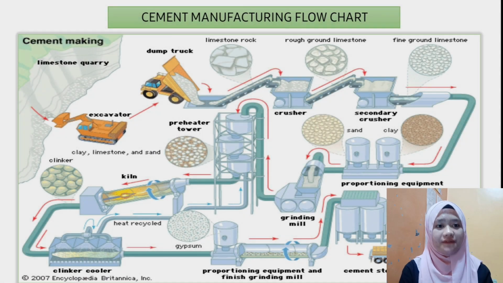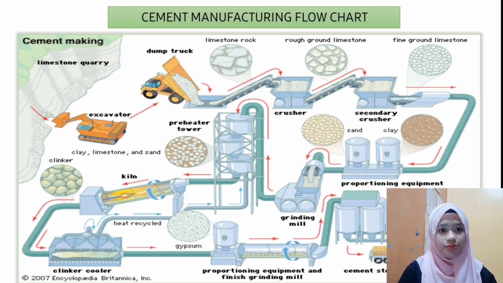Next is the cement manufacturing flow chart. So the basic three materials used in production to produce cement are clay, limestone, and sand. So these three are the first we need to produce cement.